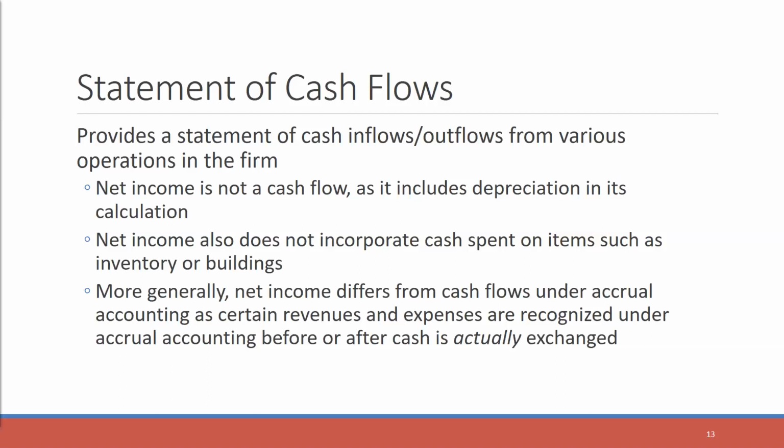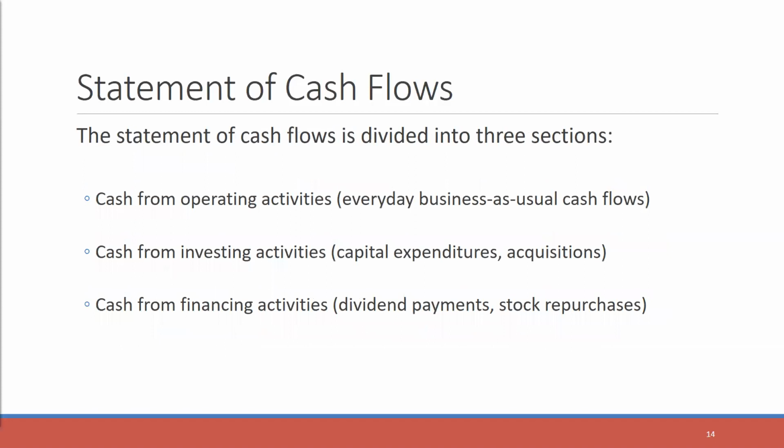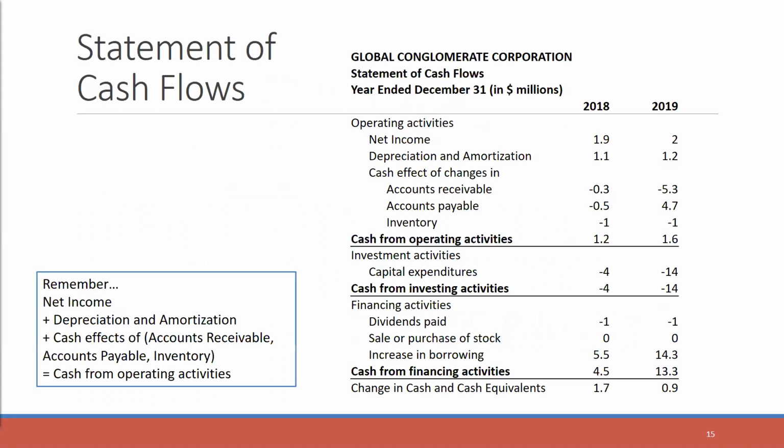And for us in finance, our focus is going to be on estimating and identifying the free cash flow for the firm. So let's look at a statement of cash flows. The statement of cash flows is going to be divided into three sections. We've got our cash flows from operations. These are cash flows from everyday business as usual stuff. Cash flows from investing. So this is if we have a capital expenditure, if we build a new plant, or if we acquire a firm. Then also cash from our financing activities. So our dividend payments and our stock repurchases. Let's take a look at a statement of cash flows.